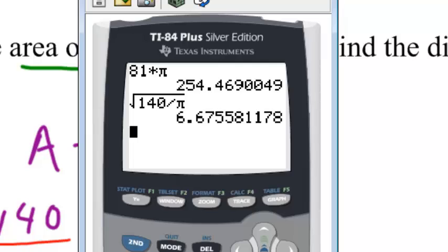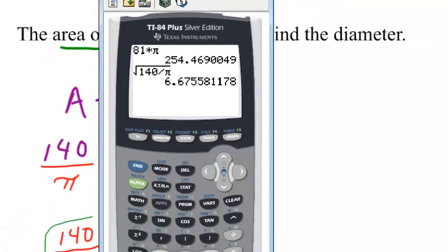If it doesn't work for you and you're not getting about 6.7 or so, then be sure you use some parentheses or try it some different ways. Every calculator is going to do that just a little differently. So it's about 6.7.